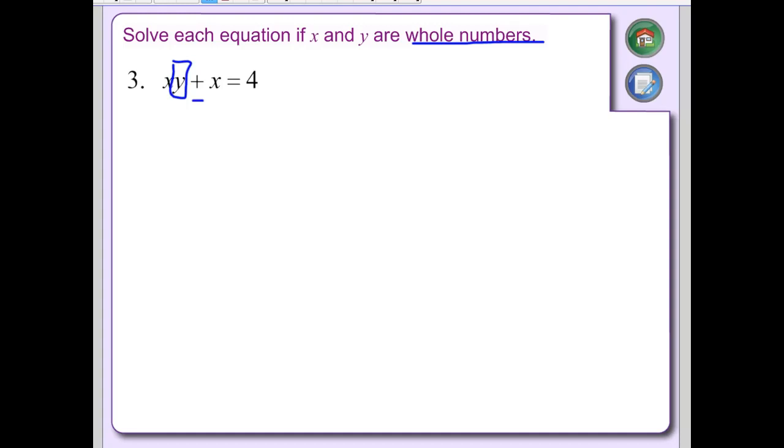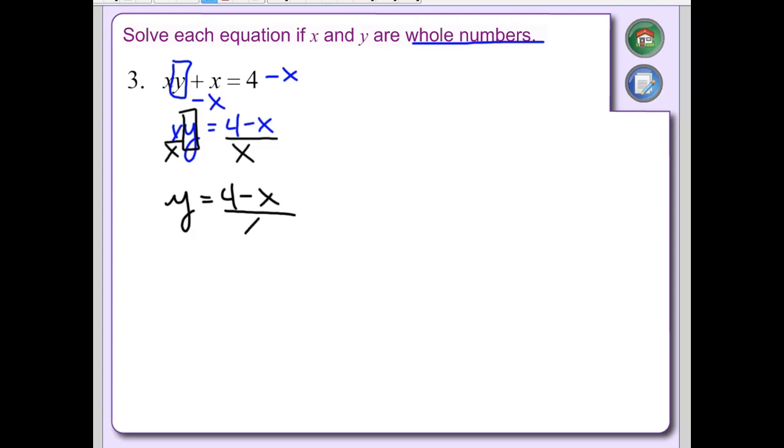All right, so the first thing we need to do is we need to subtract x from both sides. And now we've got xy equals 4 minus x. Is y alone yet? Well, not yet. How do we get rid of this x? Divide both sides by x. So we've got y equals 4 minus x over x. Okay? Now, that's in simplest form.